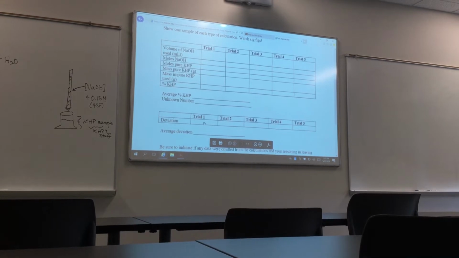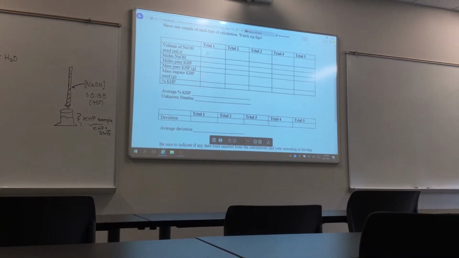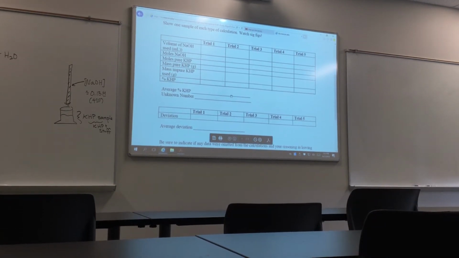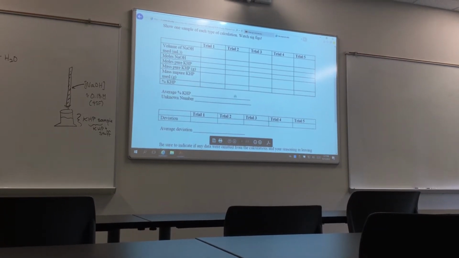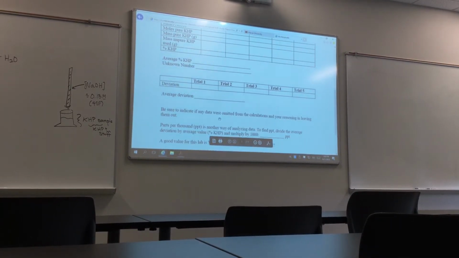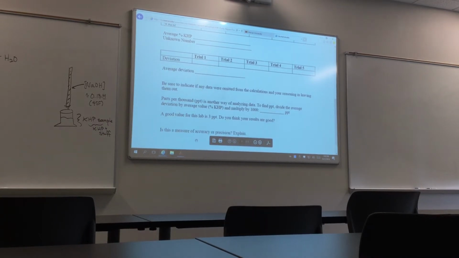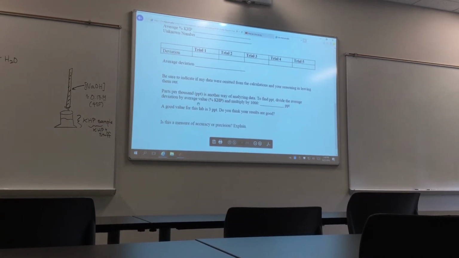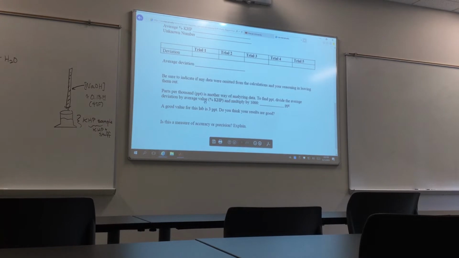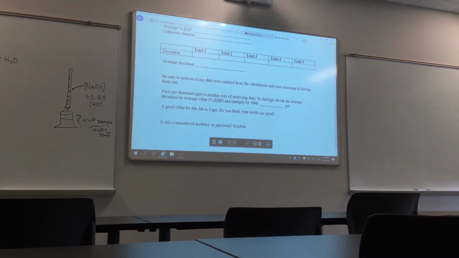The deviation, again, is going to be your average minus trial 1 absolute value. Trial 2, average minus trial 2 absolute value. Then you'll take the average of deviation of those. Now notice it asks you a few questions down here, and that's good. I'm not going to grade this one on precision, although a good value for parts per thousand is 3 parts per thousand. But don't worry, I'm not grading on this average deviation. And then you've got a question at the bottom to answer, so you'll fill out this full report form.